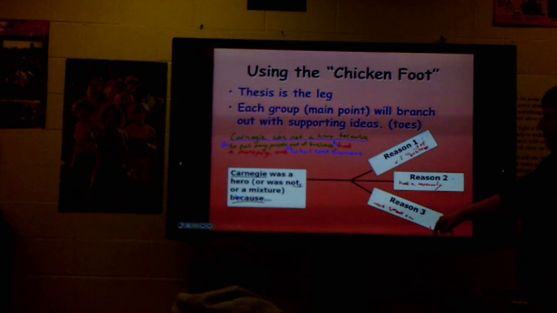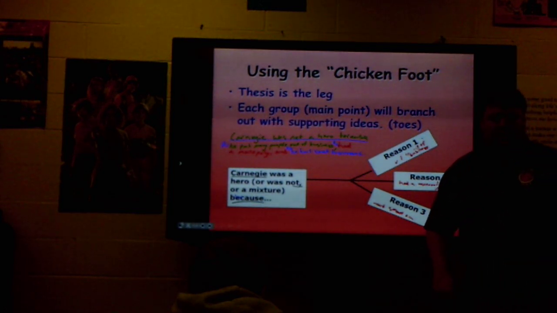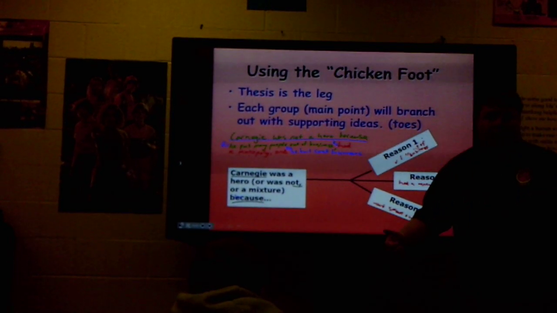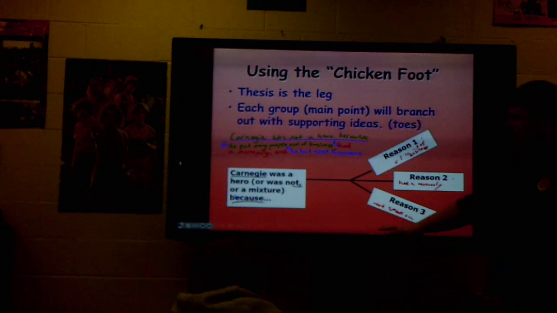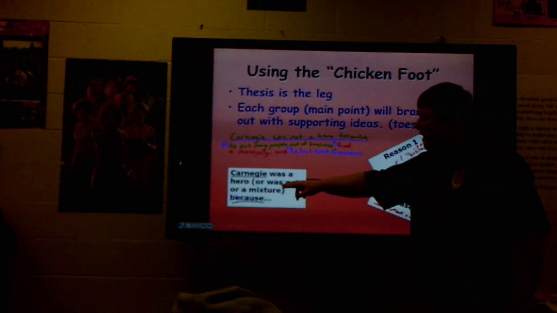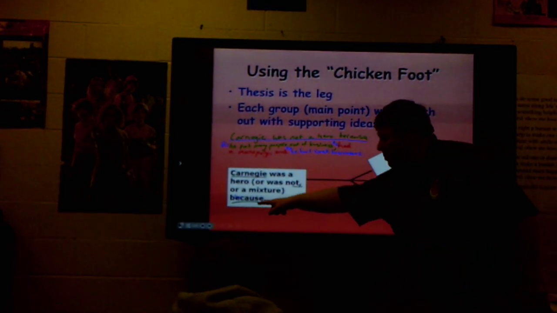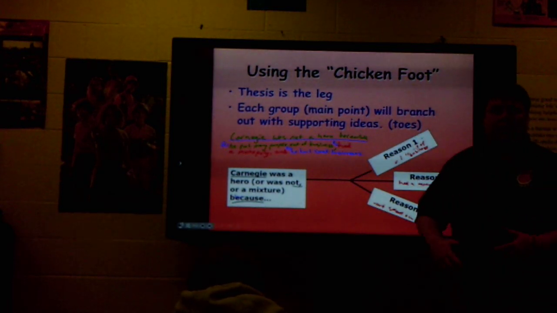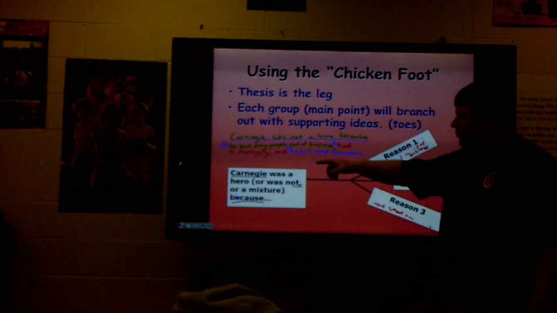Reason number 3, he hurt small businesses. So those are 3 reasons. So they say he's a hero or not a hero? They say he's not a hero. So you got to make up your mind over here. Carnegie was not a hero because reason 1, reason 2, reason 3. Then you just put that into a sentence.